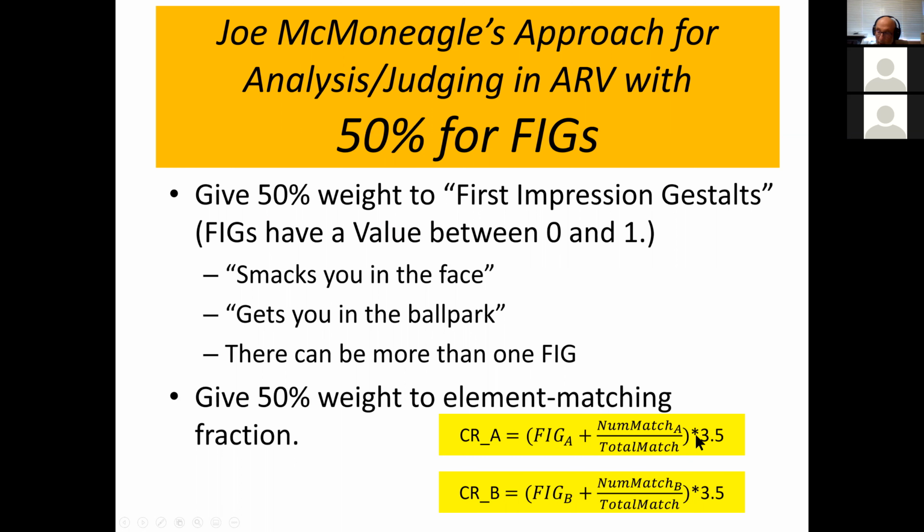A lot of people have been using this one actually for a long time, where they simply go to their transcript and they either put an A, a B, or nothing, and some elements might have an A or B next to it. But this fig is the new element. This, of course, is between 0 and 1, since it's a partial count over the total. And then the fig is 0 to 1, and then we simply multiply the sum of those by 3.5. So this was really Joe McMonagle's approach that I stole and put in a 0 to 7 format.